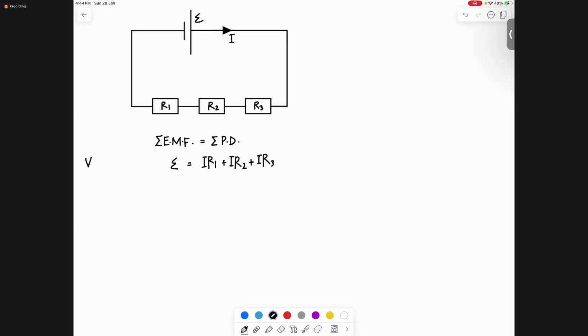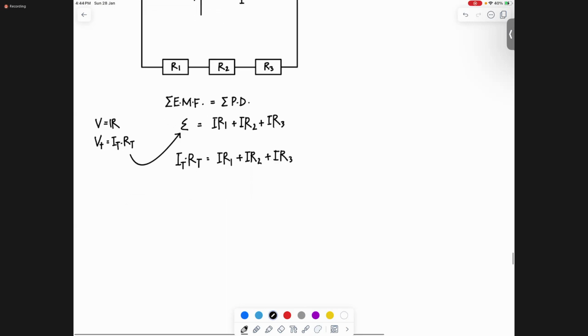So for the total EMF, what can I do? If you use V equals IR, and the voltage is total, what current will it give me? Total. And what will the resistance be? Total, right? So can I not replace my EMF with total current times total resistance? If I do that here, I get I total into R total equals I R1 plus I R2 plus I R3, right?